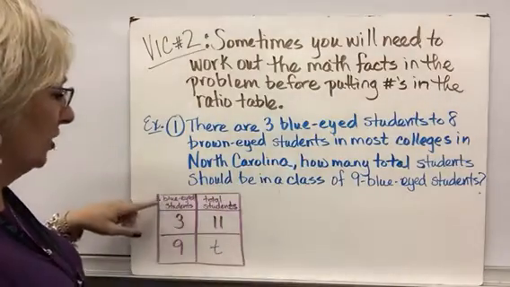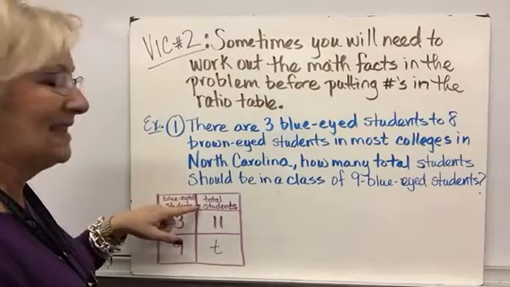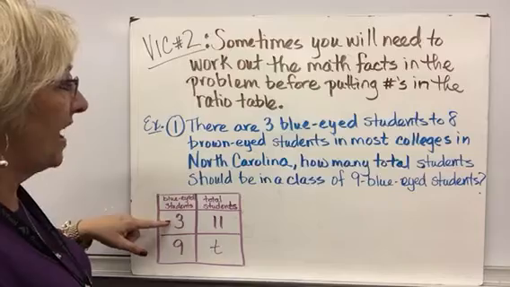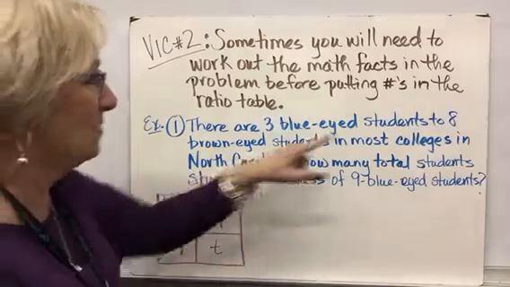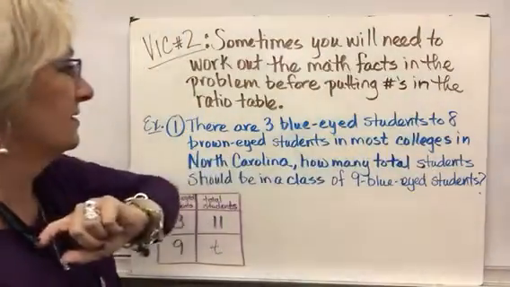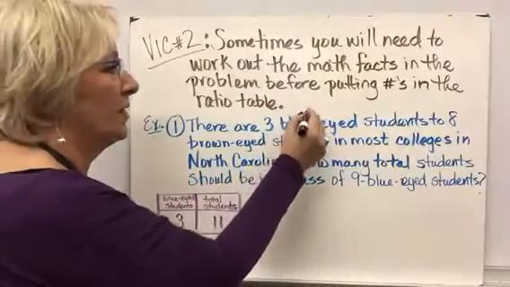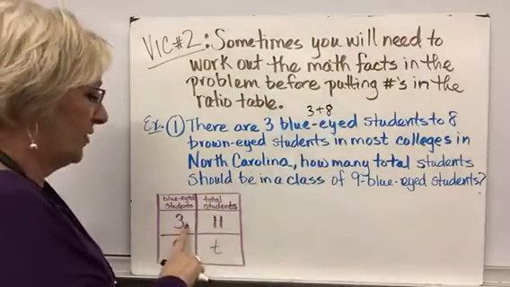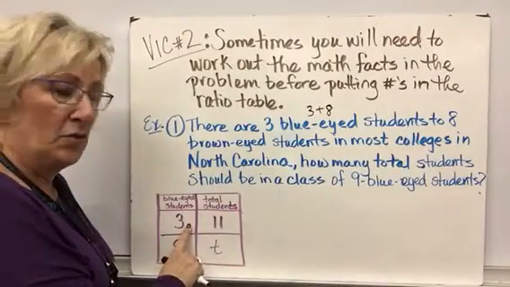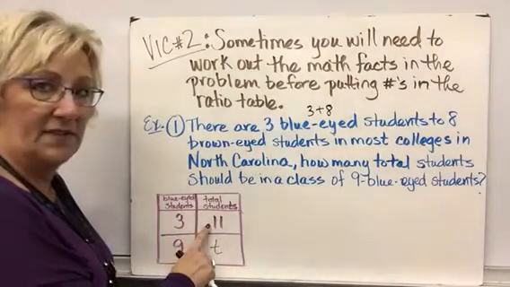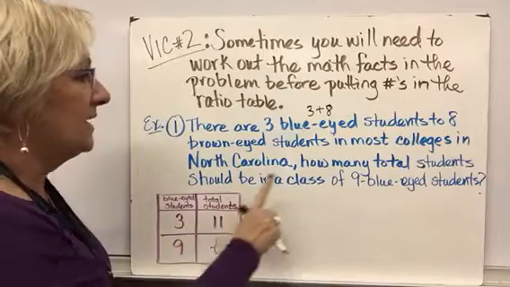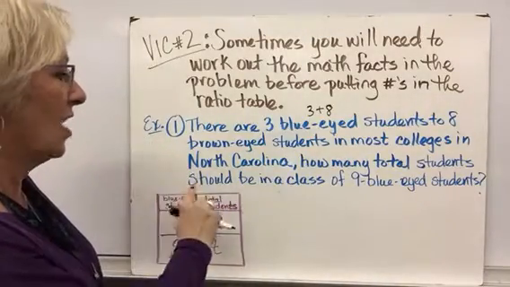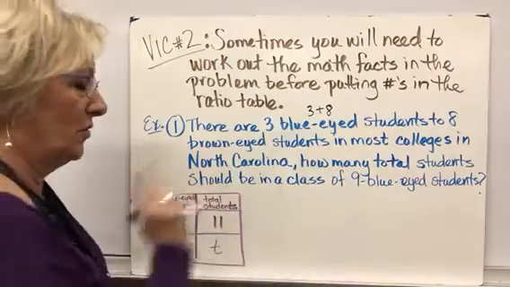Well, first of all, I'm going to look at the blue-eyed students, and I'm going to make this my total number of students. If I have 3 blue-eyed students and 8 brown-eyed students, the total of 3 plus 8 is going to give me 11. So there are going to be 3 blue-eyed students out of a total of 11 students. So how many total students will there be if there are 9 blue-eyed students?